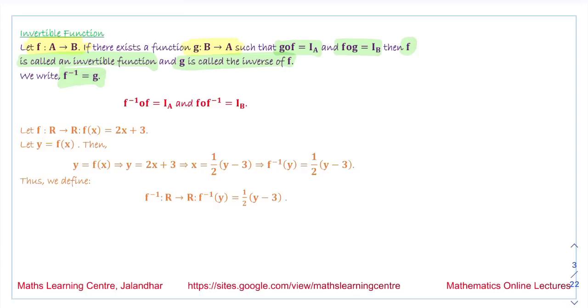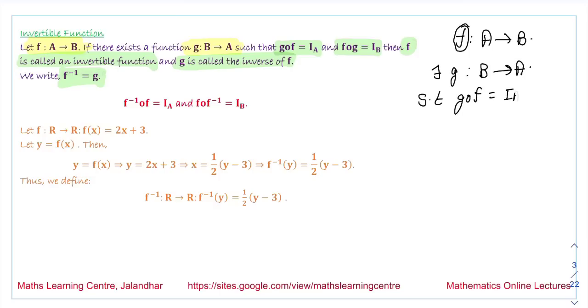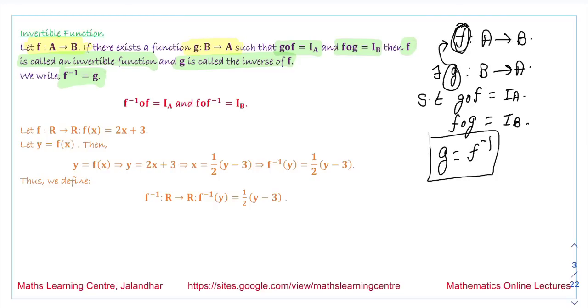I am again repeating the definition. We are saying f is a function defined from A to B. This function is called invertible if there exists a function g defined from B to A such that g∘f is equal to the identity function in A and f∘g is equal to the identity function in B. Then this function f is called invertible and g is called the inverse of f, and this g can also be written as f inverse.